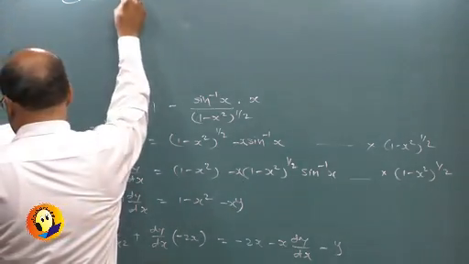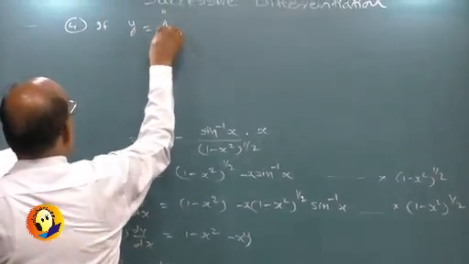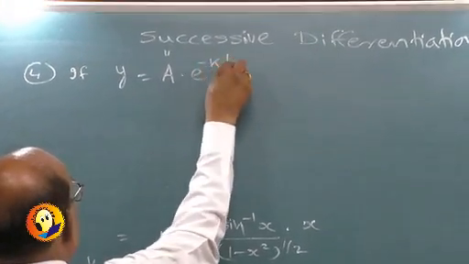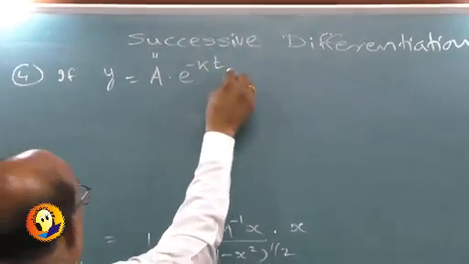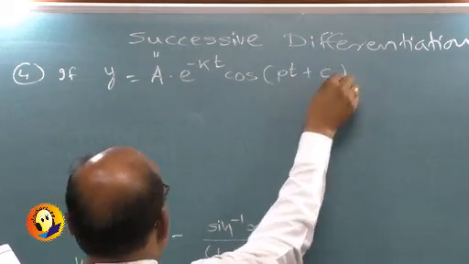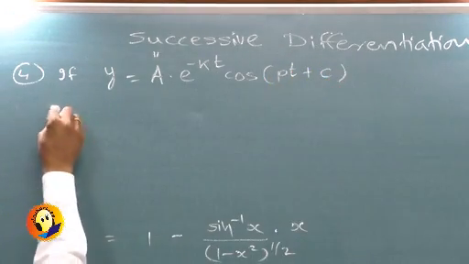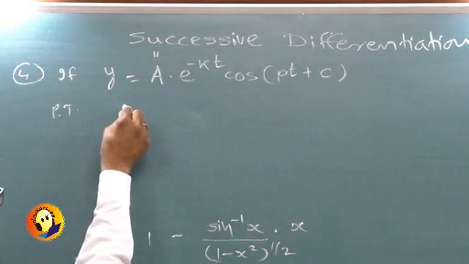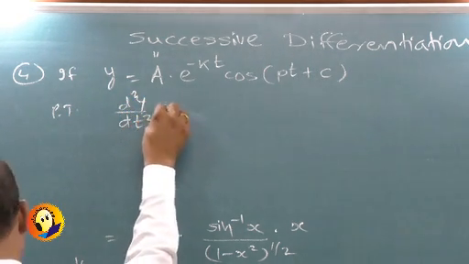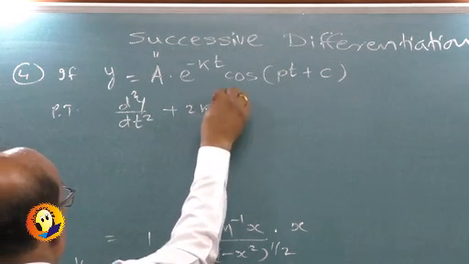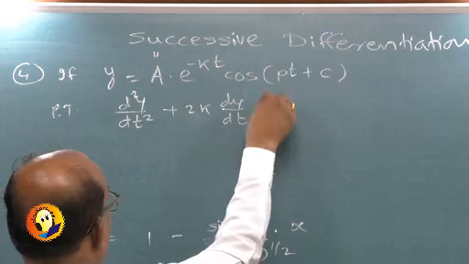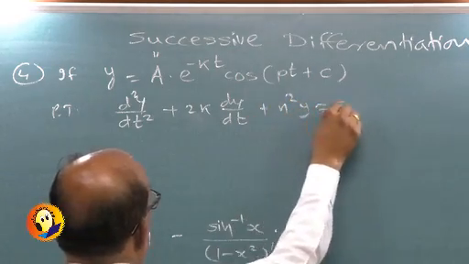If y equal to capital A e raised to minus kt into cos of pt plus c, prove that d2y by dt square plus 2k dy by dt plus n square y equal to 0.